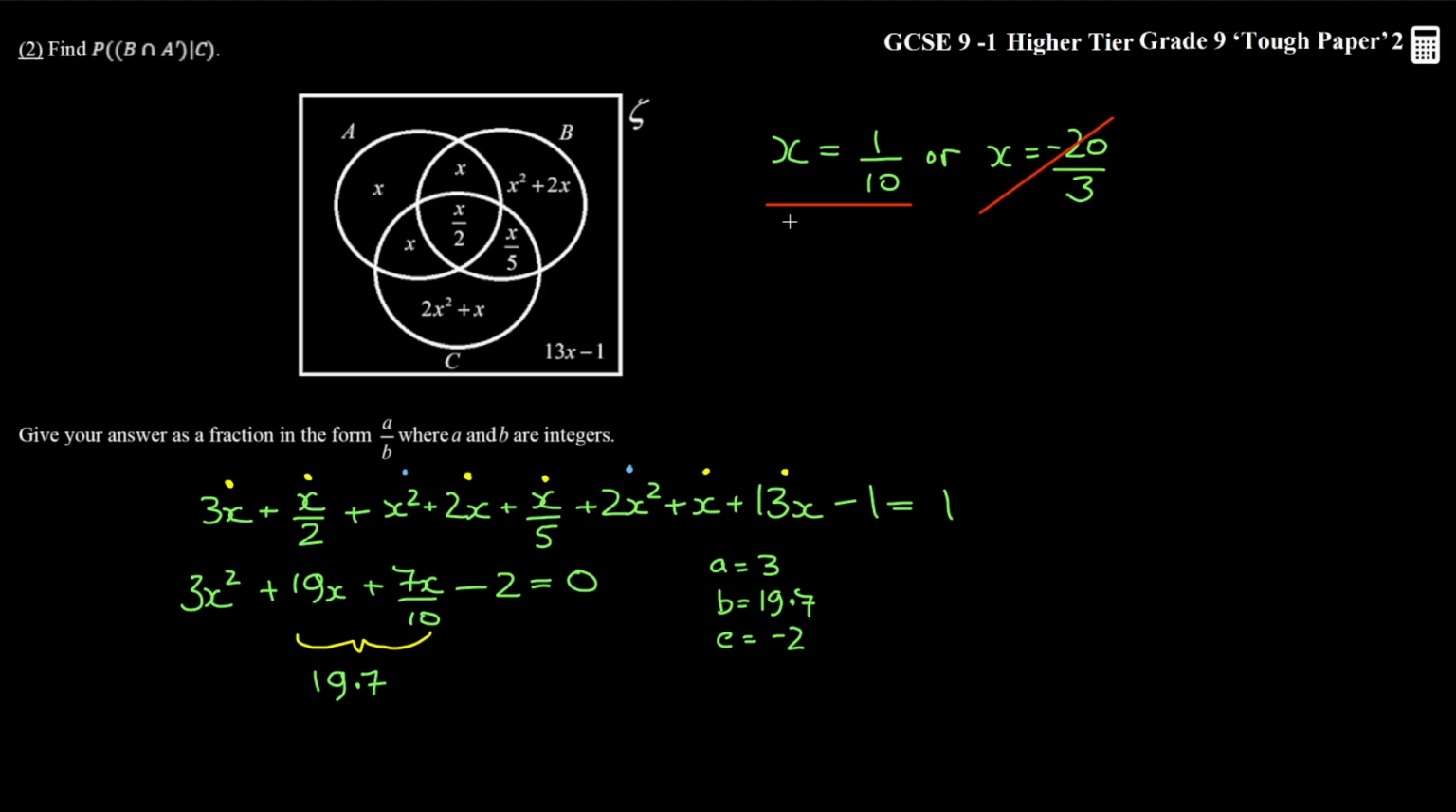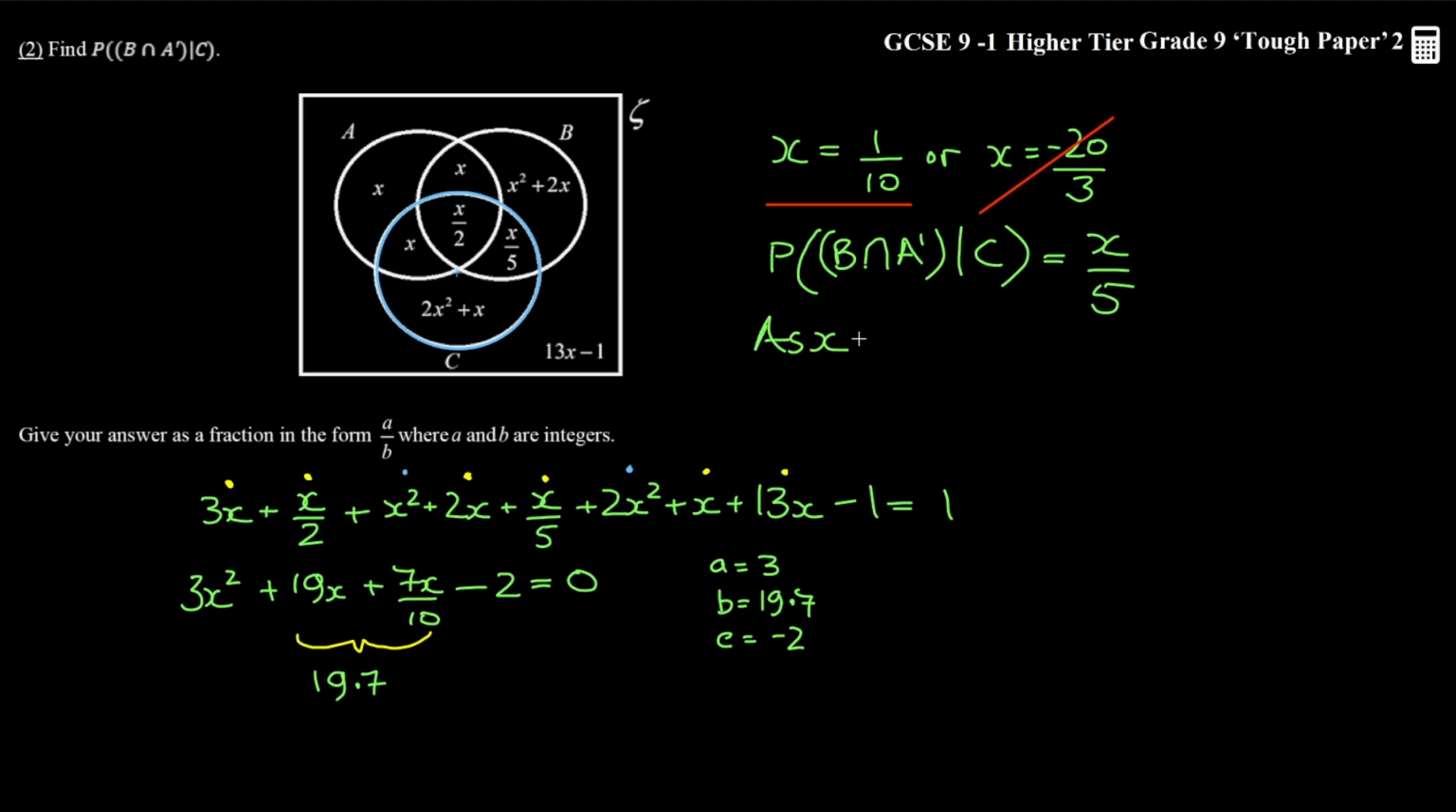So we've got x is equal to 1 over 10, or 0.1. So at last we're in a position to solve what they've asked for. So what does this mean? This is the union of B but not A, given that we're in C. And we need the probabilities which are in B, which are these 2, but not in A. Well, x over 2 is in A, so our answer to our probability is simply x over 5.